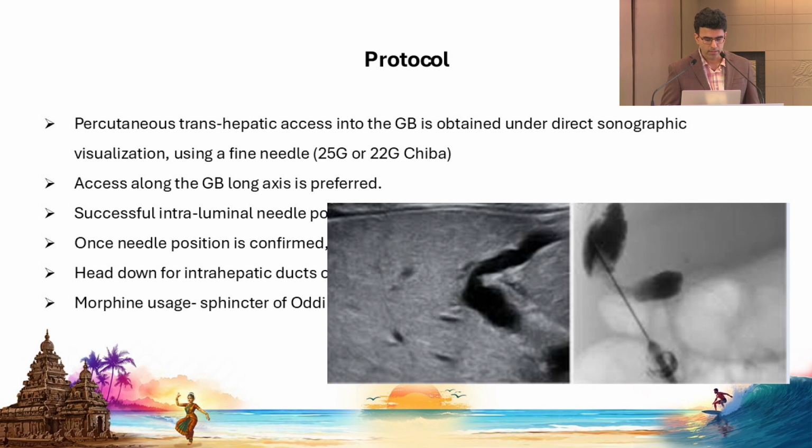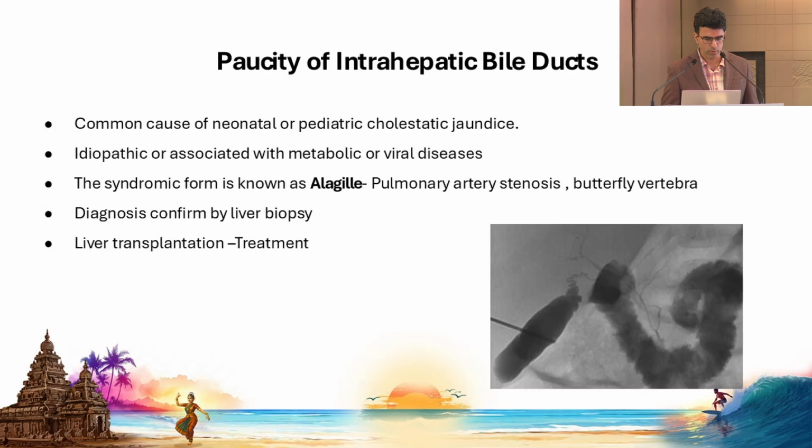see passage of contrast into the duodenum and opacification of the intra- and extrahepatic ducts, this basically rules out biliary atresia. Like in the third slide, we can see the GB appears dysplastic, and after instillation of contrast there is no opacification of the intra- and extrahepatic ducts, suggestive of biliary atresia. The protocol for cholangiocystography is that the transhepatic GB puncture should be done along the long axis of the gallbladder. Once the needle position is confirmed and bile aspirated, you slowly inject contrast. Head down can be done for intrahepatic duct opacification, and morphine can be used to promote sphincter of Oddi response.